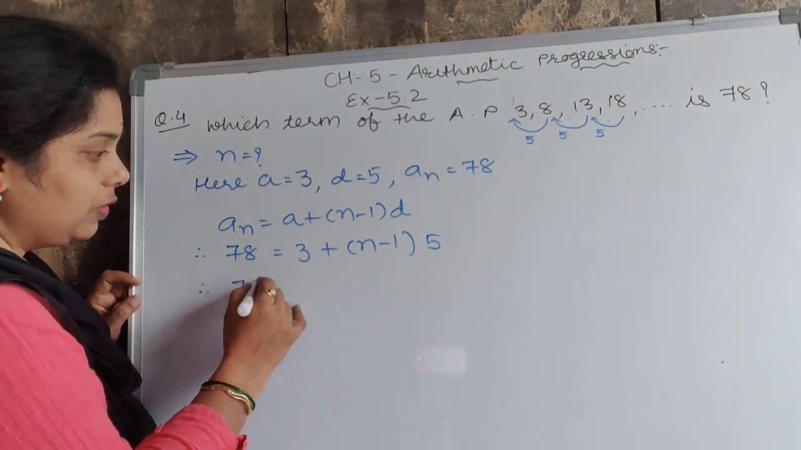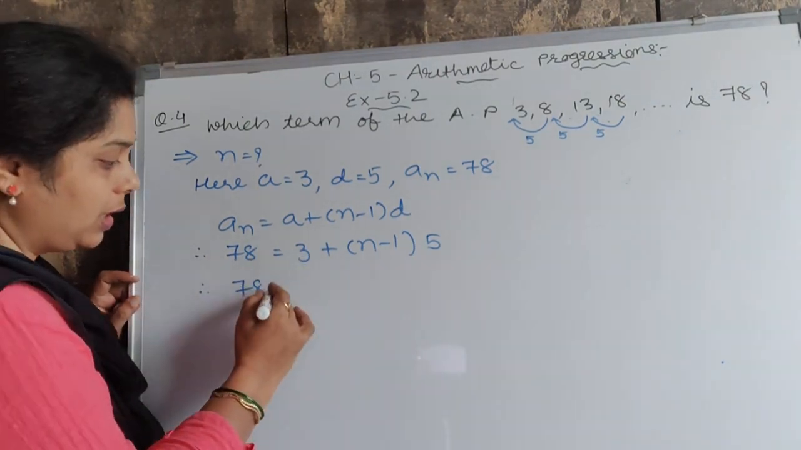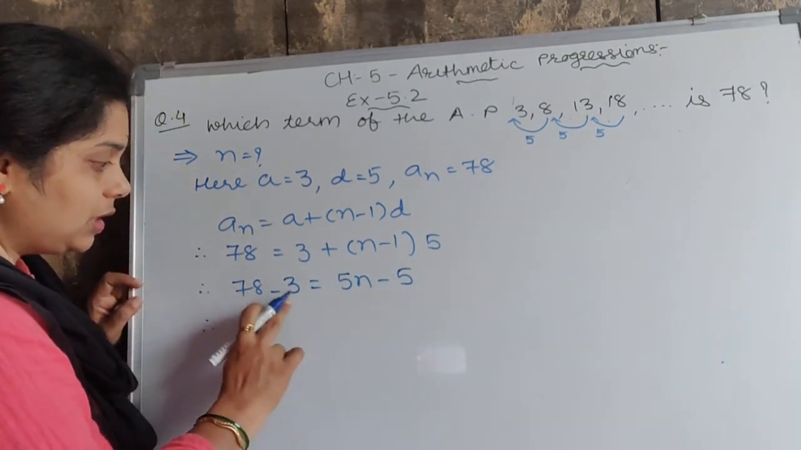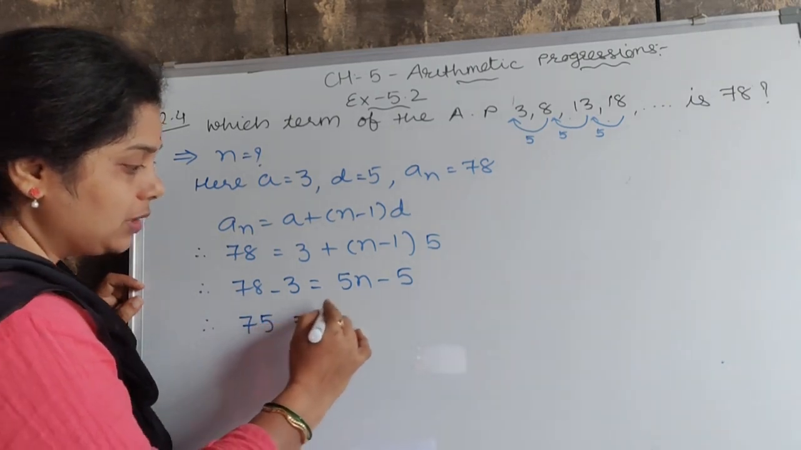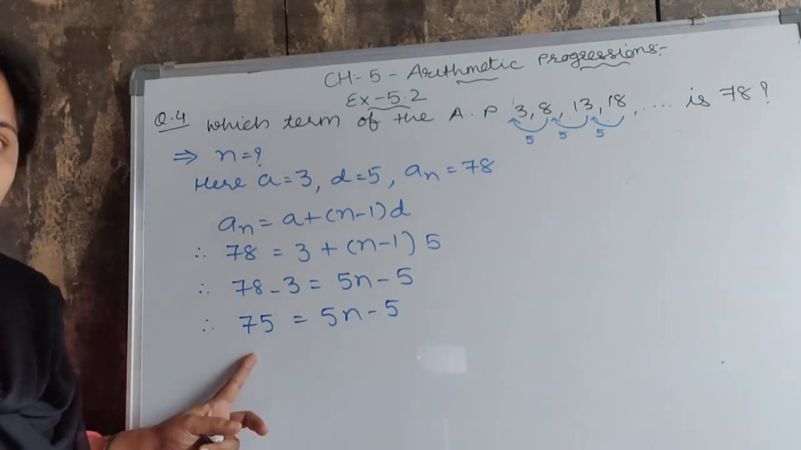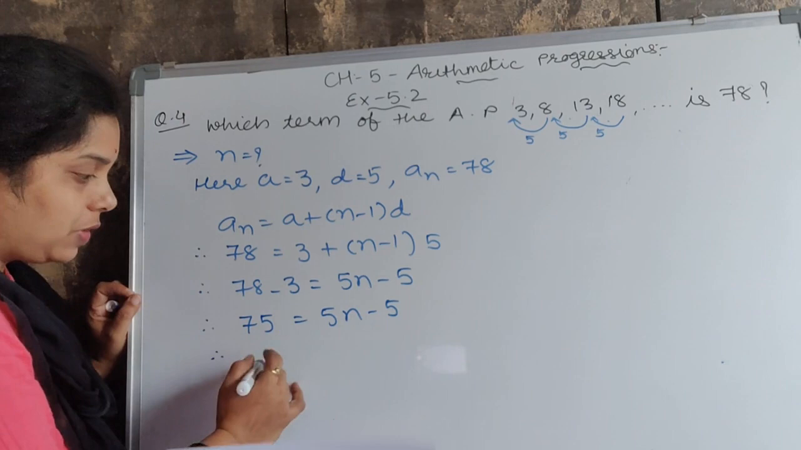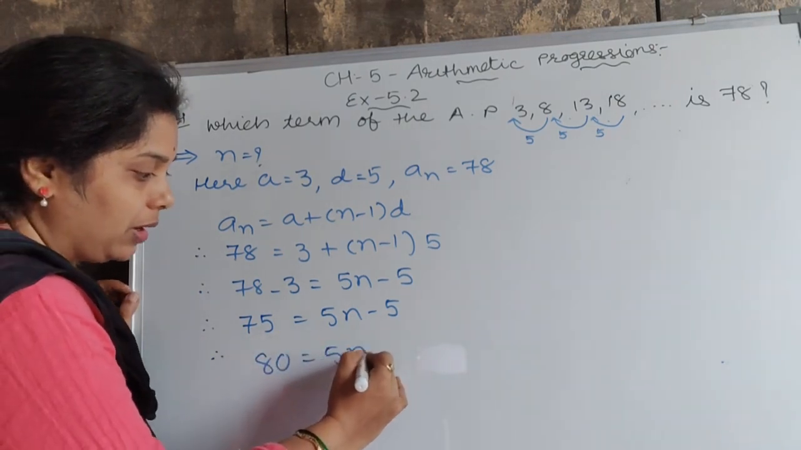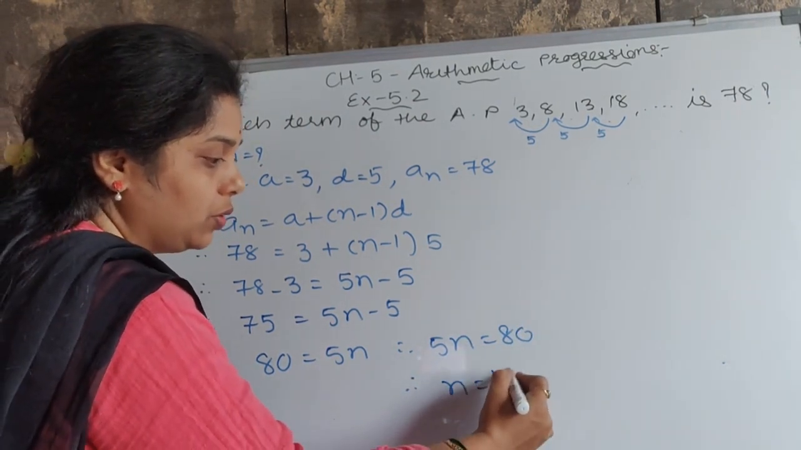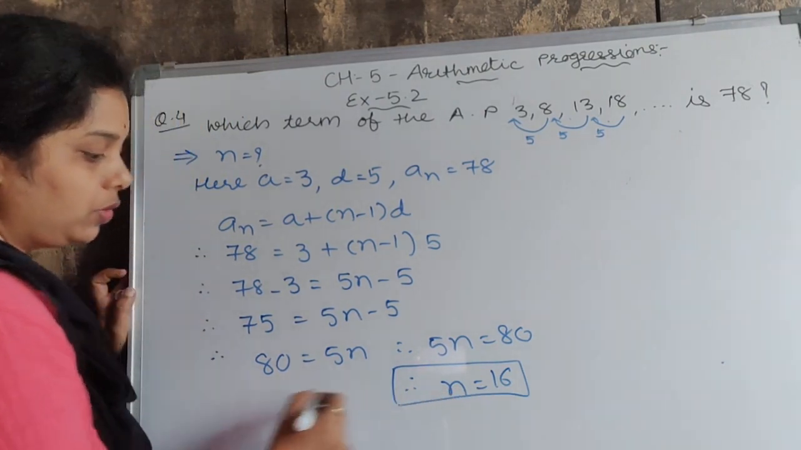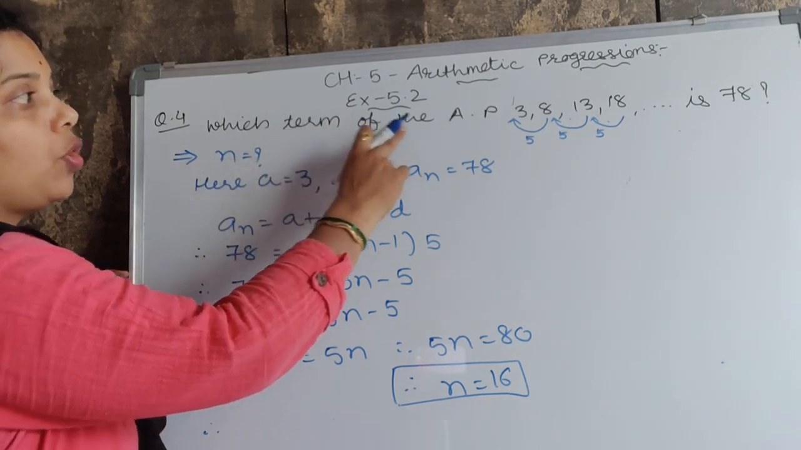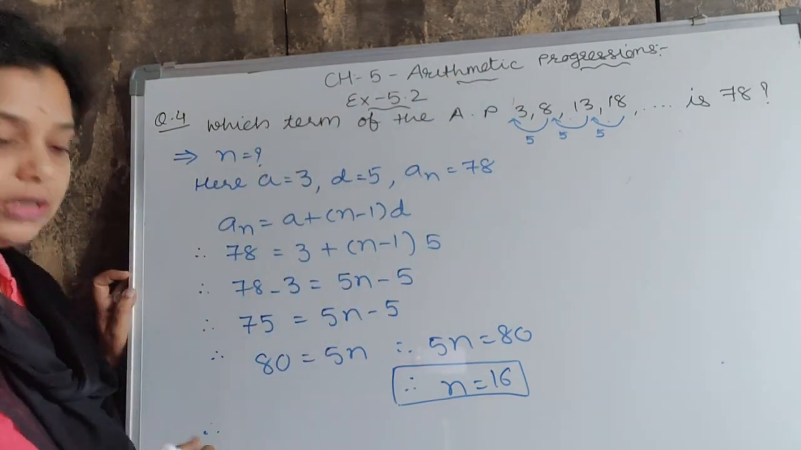So 78, if we take that 3 to the other side, it is minus 3, 5n minus 5. So 78 minus 3 is 75, equal to 5n minus 5. Again this minus 5, if we take to the other side, then it is 75 plus 5. So it is 80 equal to 5n, and therefore n is equal to 16. So what do we have to write at the last? 60th term of the AP is 78.